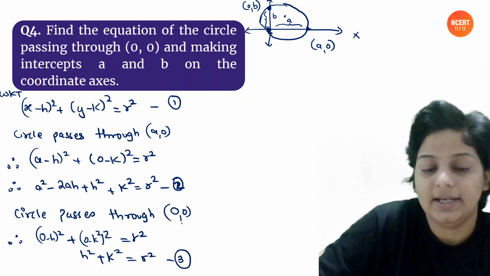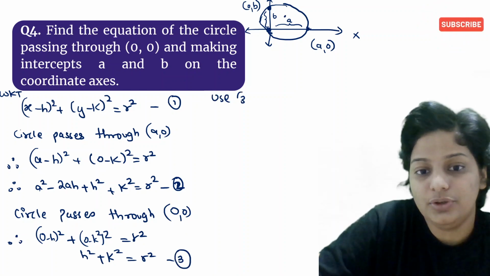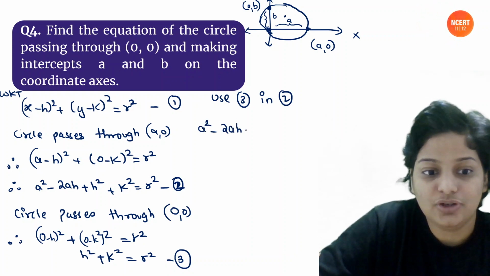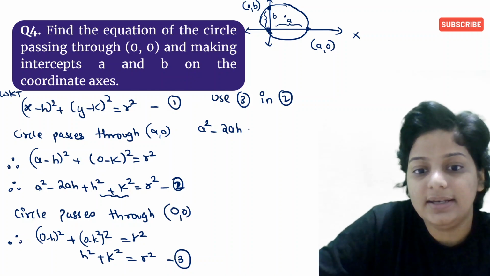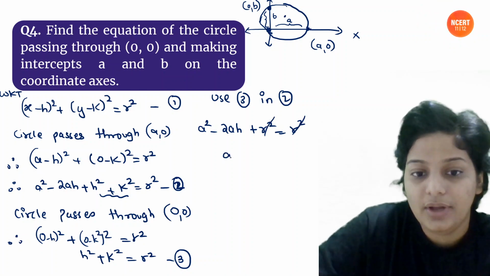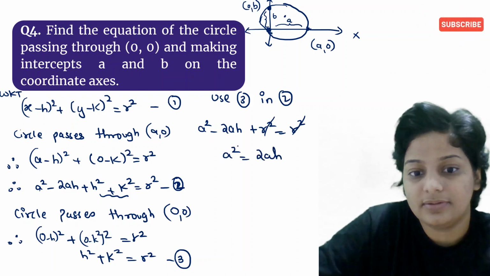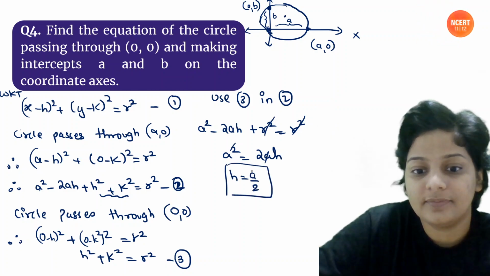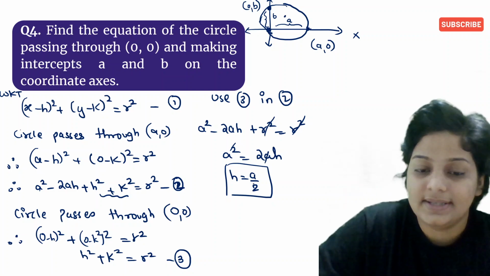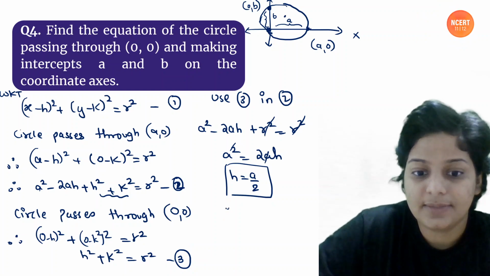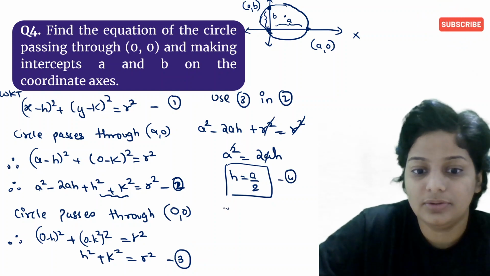This is equation 3. Use equation 3 in 2. What do we get? a square minus 2ah and h square plus k square, in place of that I will write r square. Simplify. a square is equal to 2ah. Cancel. We get h is equal to a by 2. Substitute this h is equal to a by 2 in equation 3. Use 4 in 3. What do you get?